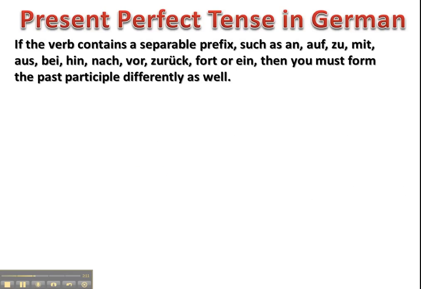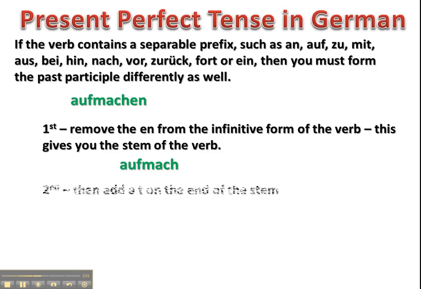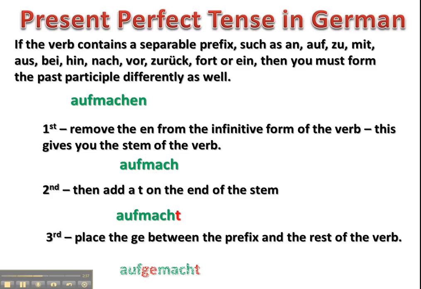If the verb contains a separable prefix, such as an, auf, zu, mit, aus, bei, hin, nach, fort, zurück, or ein, to name a few, then you must form the past participle differently. An example is aufmachen, which means to open up. So remove the en again from the verb infinitive form to get the stem, add a t onto the end, and finally you will place the ge between the prefix and the rest of the verb to make it aufgemacht.